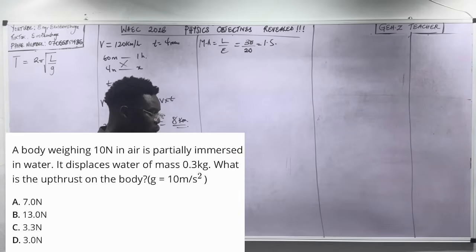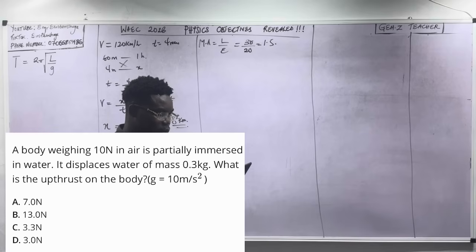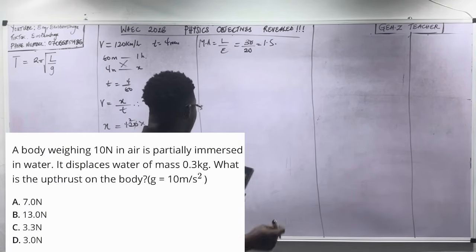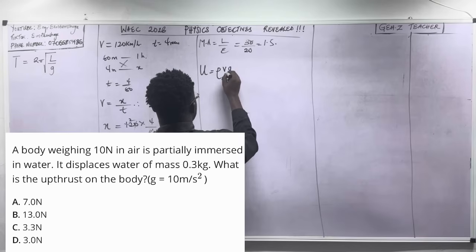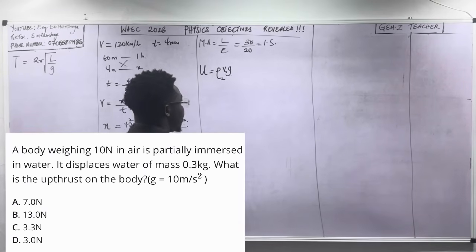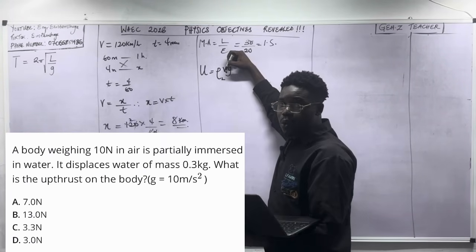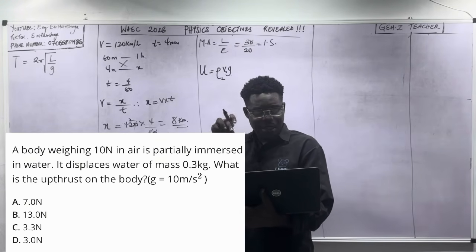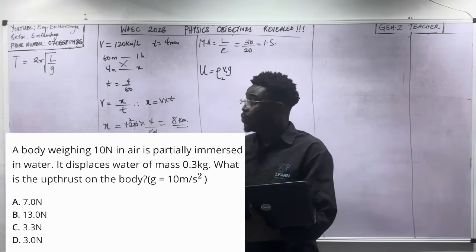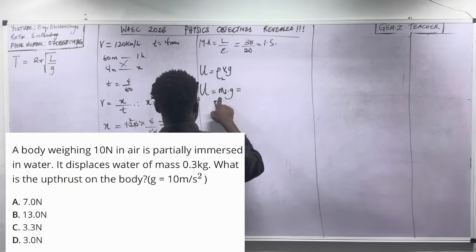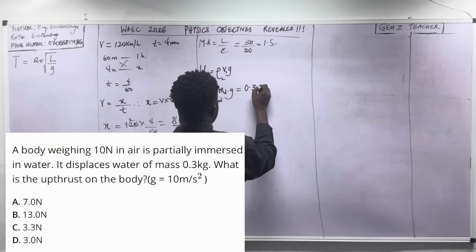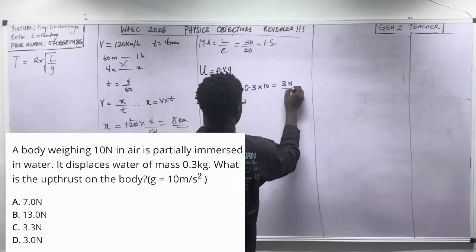Number 10, a body weighing 10 Newton in air is partially immersed in water. It displaces water of mass 0.3 kg. What is the upthrust on the body? Now recall, upthrust basically is rho V g, density of liquid, volume of object, and then g. And remember, rho times V actually refers to the displaced mass of the liquid. So I can just say upthrust is the displaced mass times gravity, and we're given that value as 0.3 times 10, so the answer should be 3 Newton.